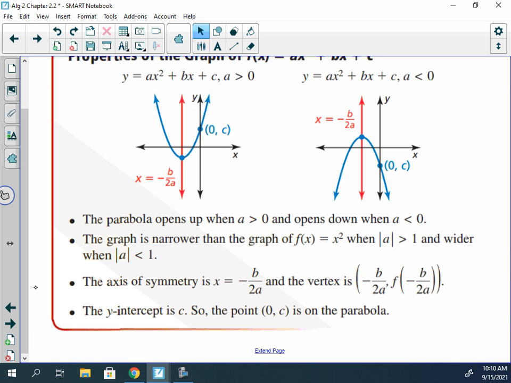Well, if a is greater than 1, it's a vertical stretch. If its absolute value is less than 1, it has to be between 0 and 1, which means it's a shrink. Now, the axis of symmetry is x equals negative b over 2a. And the vertex is negative b over 2a, comma, f of negative b over 2a. The y-intercept is c, the point (0, c) on the parabola.